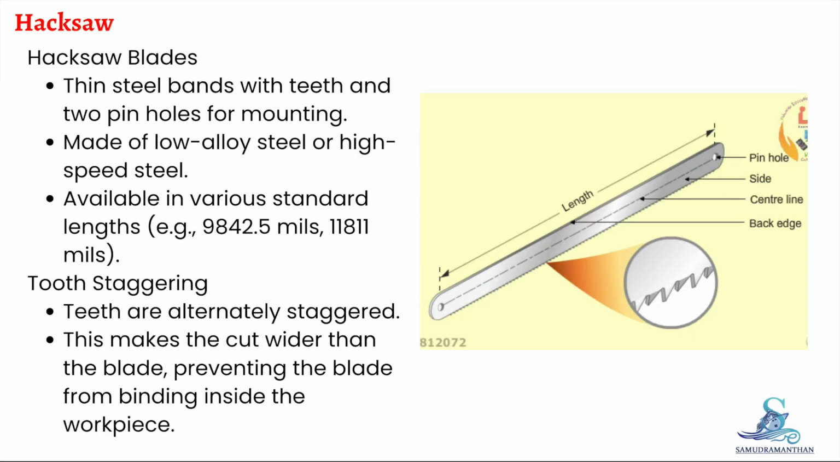A hacksaw blade is a thin, narrow steel band with teeth and two pin holes for mounting. These blades are made of low alloy steel or high speed steel and available in standard lengths such as 9842.5 millimeters or 11811 millimeters. The teeth of the blade are staggered alternately, which makes the cut broader than the blade thickness. This is important because it prevents the blade from binding inside the workpiece.